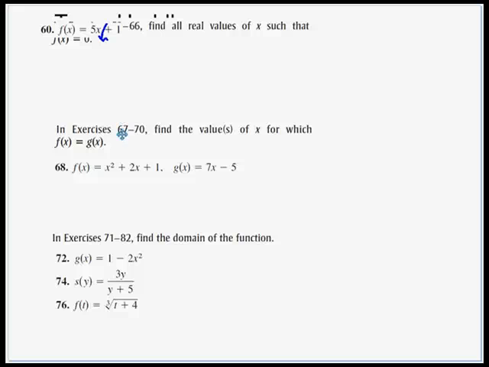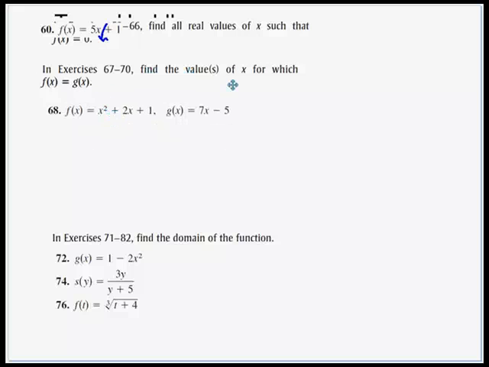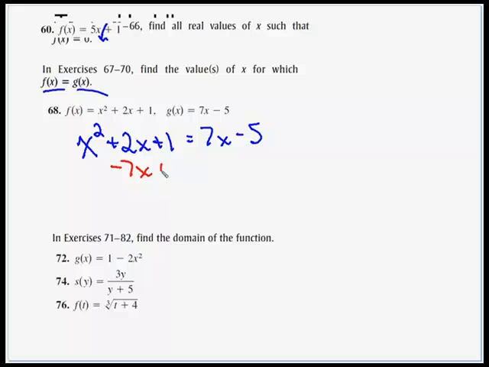So let's see here. The next one, 68. Find the x values which make the functions equal, f of x equal to g of x. They give us the functions, we just have to set them equal. So we're going to set this equal to 7x minus 5. I'm going to move everything to the left. So I am going to subtract a 7x, and I'm going to add a 5. That will take care of this side and make it equal to 0.